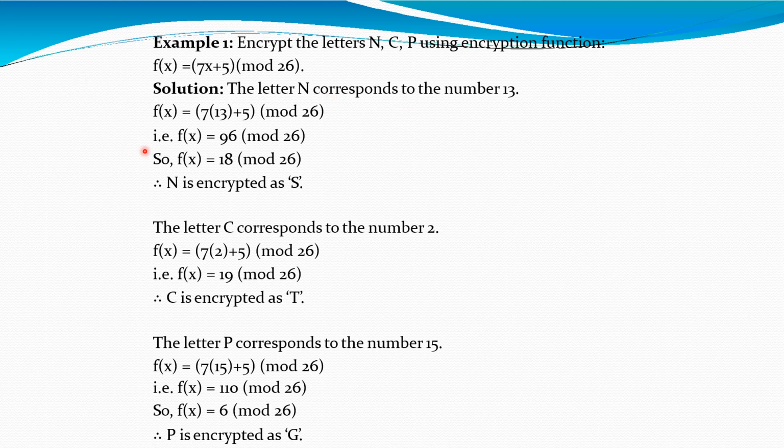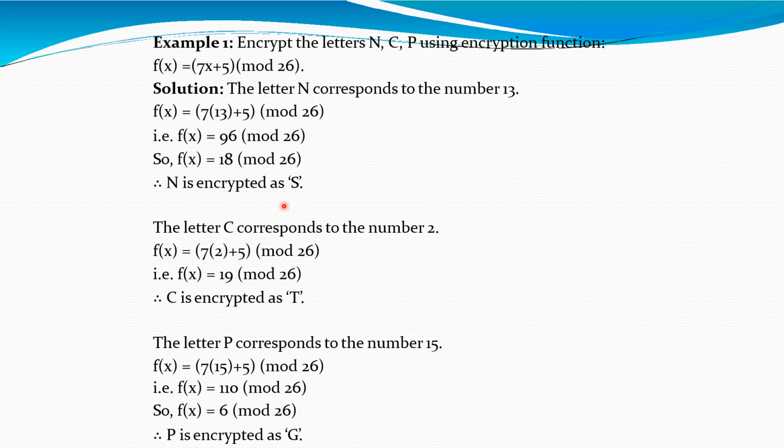Now putting x equal to 13 here, 13 into 7 is 91, plus 5 is 96. But what is 96 mod 26? Divide 96 by 26 and we get 18 as the remainder. So f(x) will be 18, between 0 and 25. Now what is the letter corresponding to the number 18? It is S. So N is encrypted as S.